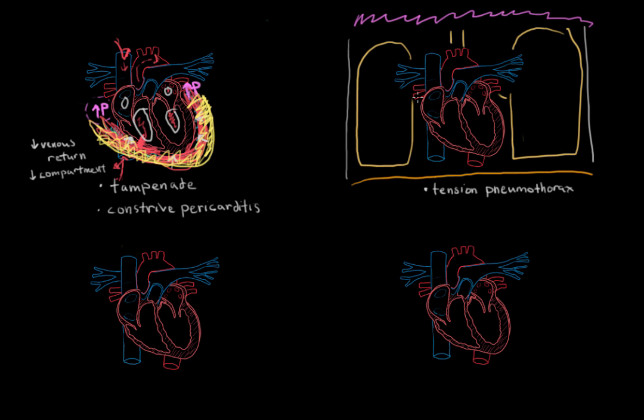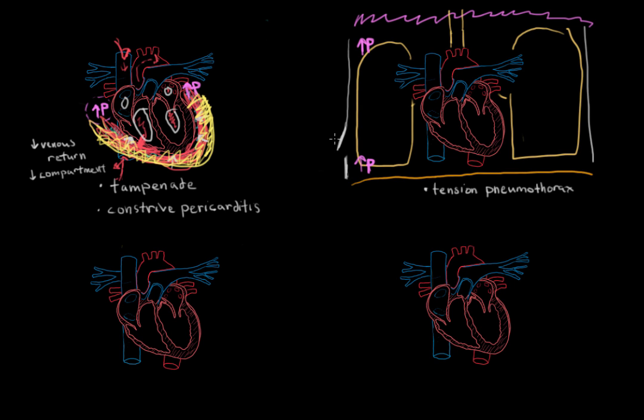Now the concept here is you again have an increase of pressure, but this time it's not just surrounding the heart, it occurs in the pleural space as well. So for example, let's imagine a patient has a stab wound. Let's say he got into a fight with somebody with a knife and they stabbed him.